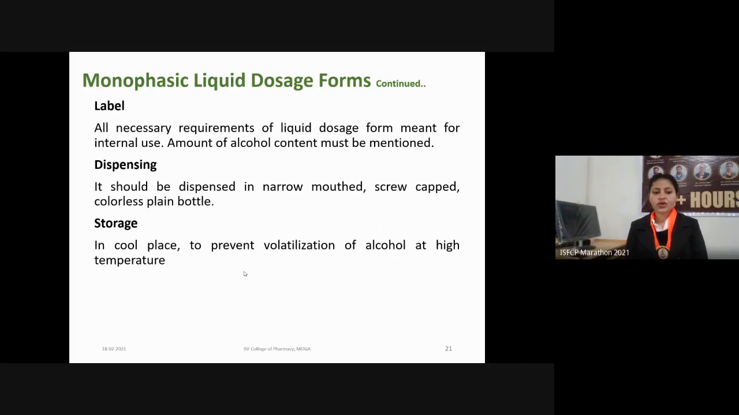Storage: it should be stored in a cool place to prevent the volatilization of the alcohol at high temperature, because in the preparation of elixirs we are using alcohols, and as we know, alcohols are volatile at high temperatures. So if we are not taking the temperature into consideration, and we are not storing it in proper storage conditions, and we are storing it at high temperatures, there are chances that the alcohol can get vaporized, and the concentration of the elixirs will not be the same as at the time of the formulation.